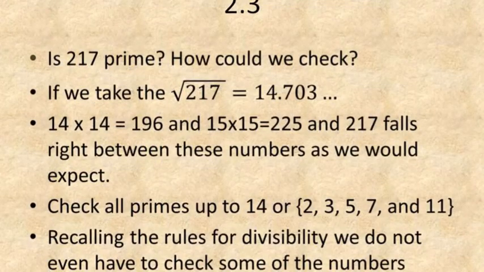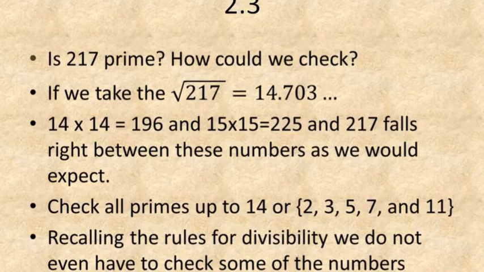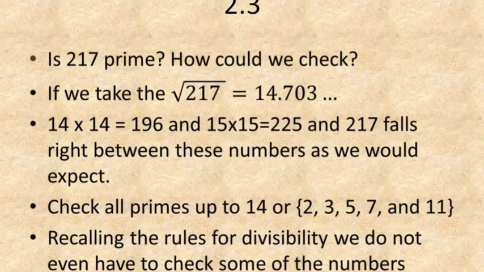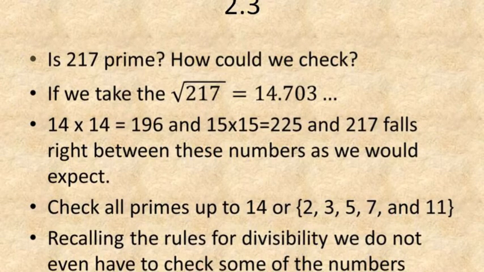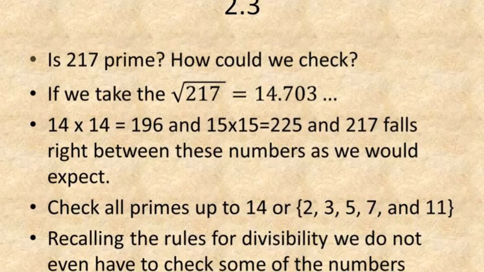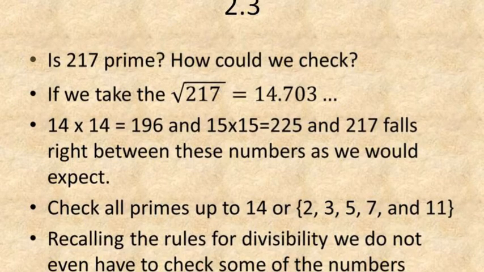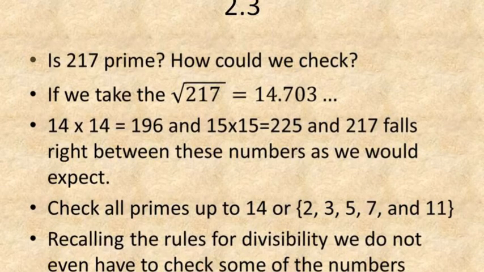2.3 has us looking at prime numbers. Is 217 prime? How could we check? If we took the square root of 217, we would find that it is approximately 14.703. Double check ourselves: 14 times 14 is 196, 15 times 15 is 225, and yes, 217 falls right in between these numbers as we would expect.